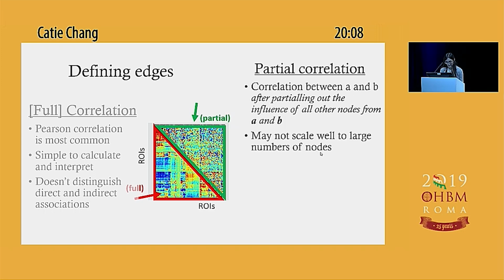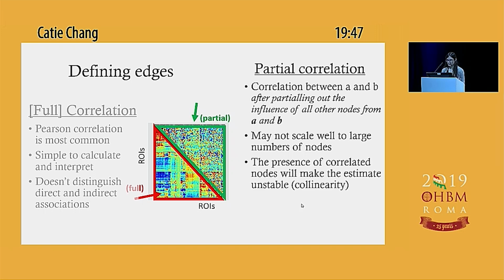And also, what happens now if we scale to very large numbers of nodes? Well, then every time we want to compute a pairwise correlation, we're going to partial out the influence of hundreds and hundreds of nodes from each of those time series. And so this is going to eat up a lot of degrees of freedom unless we have very long time series. And also imagine what happens if you have nodes that are highly correlated already in your analysis. This can make the estimates unstable just because of collinearity.